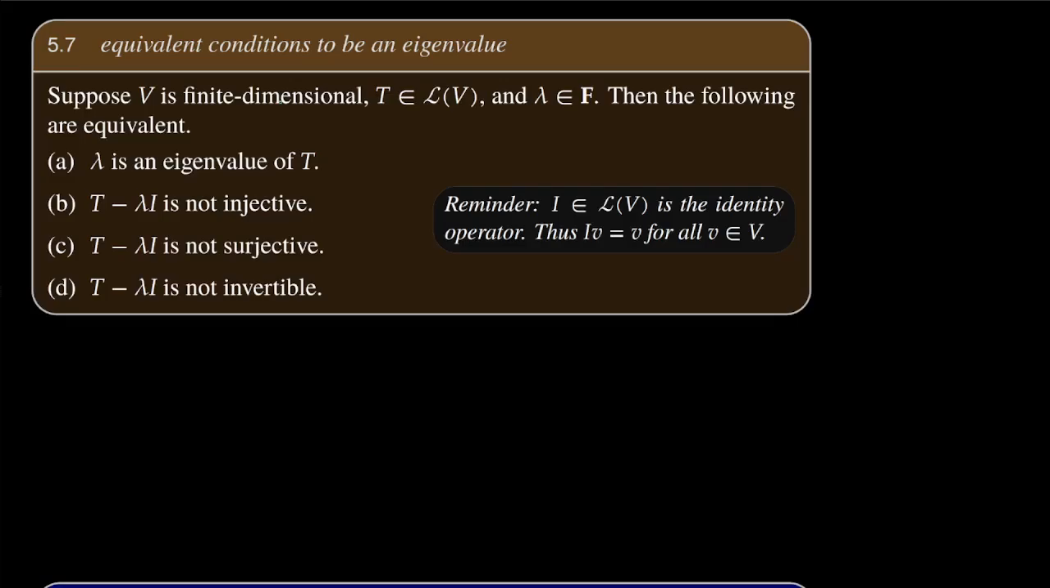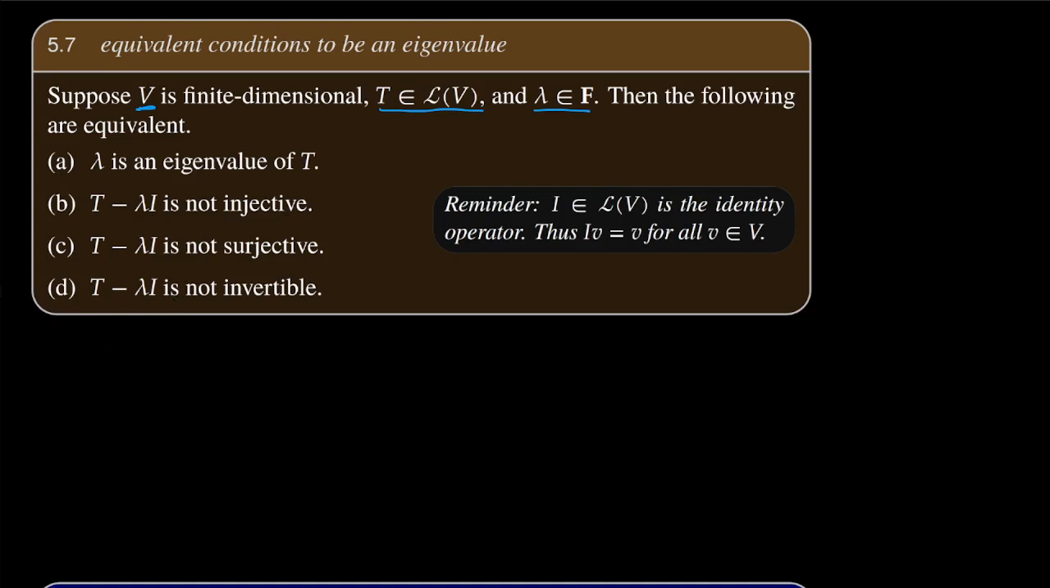All right, so we've got a notion of eigenvalues. So when do we have an eigenvalue? Here are some simple characterizations. Let's suppose that V is finite dimensional and T is an operator on V, that is, a linear map from V to itself. Let's take lambda to be a field element. What we'll claim is that the following statements are equivalent. 1, lambda is an eigenvalue. 2, T minus lambda I is not injective. 3, T minus lambda I is not surjective. And 4, T minus lambda I is not invertible.